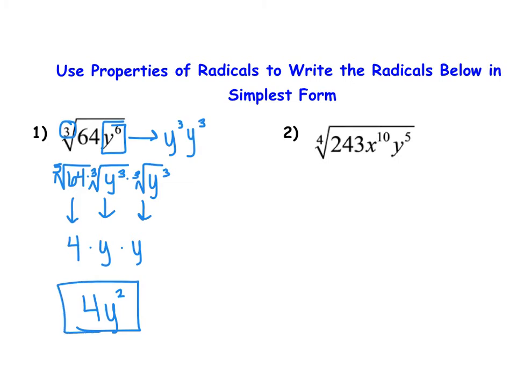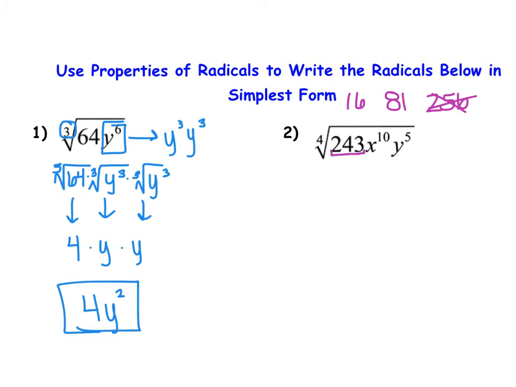Now in the second example off to the right, I notice that 243 isn't a fourth root, so I'm going to focus on this number here first. And I'm going to look at the fourth roots that are smaller than 243. So I have 2 to the power of 4 is 16, 3 to the power of 4 is 81, and 4 to the power of 4 is 256. So that one's already too large.